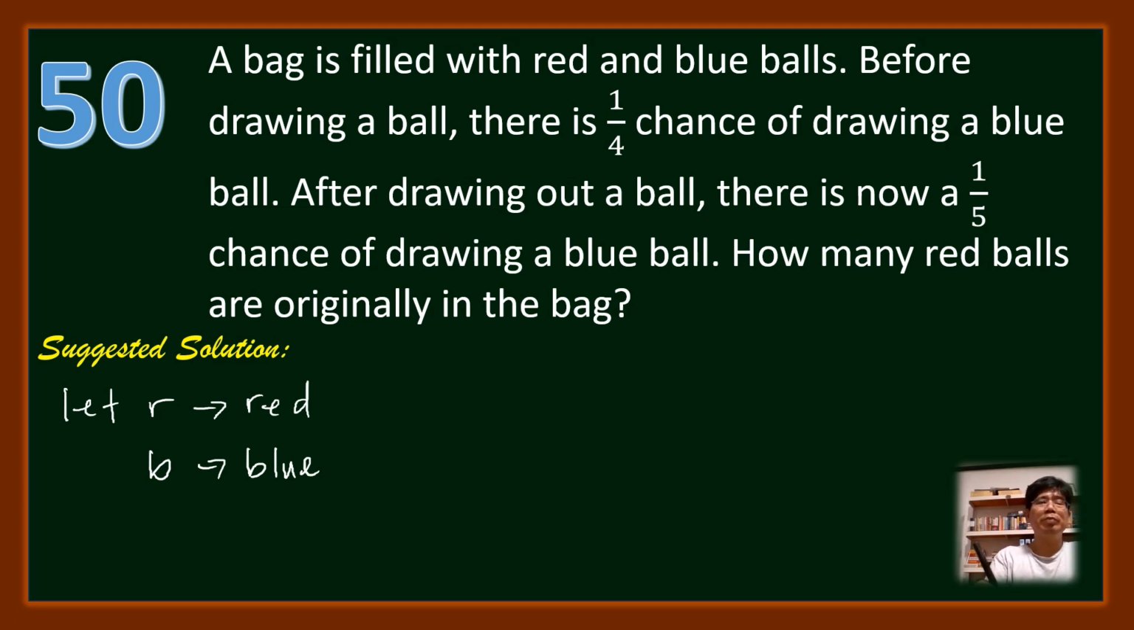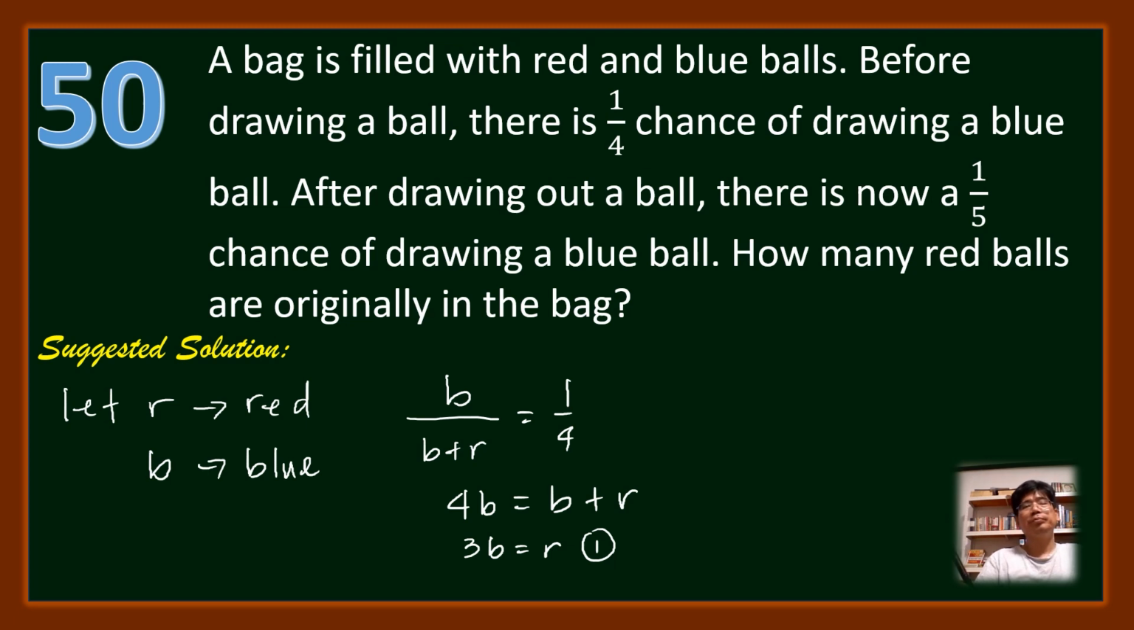From the first situation, before drawing a ball, the probability of drawing a blue ball is 1/4. Then we have the number of blue balls over the total number of balls in the bag, that's B plus R. This is equal to 1/4. Cross multiplying, we have 4B is equal to B plus R. Then 3B is equal to R. Let's have this as equation 1.